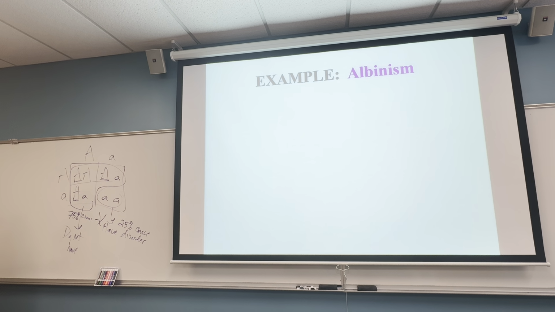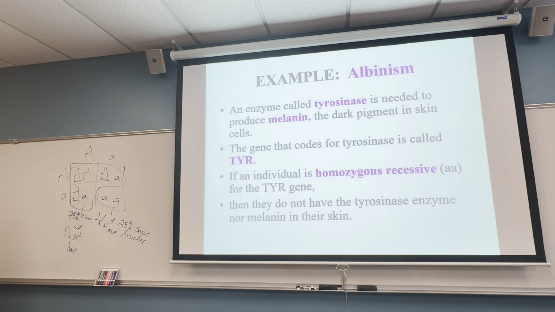So let's talk about a couple of examples of this type of inheritance. One is albinism. Albinism is caused by a malfunction in the enzyme called tyrosinase. Tyrosinase is an enzyme that produces a pigment called melanin. Melanin is a pigment that is added to your skin. And the gene that codes for this malfunctioning tyrosinase enzyme is called the TYR gene.